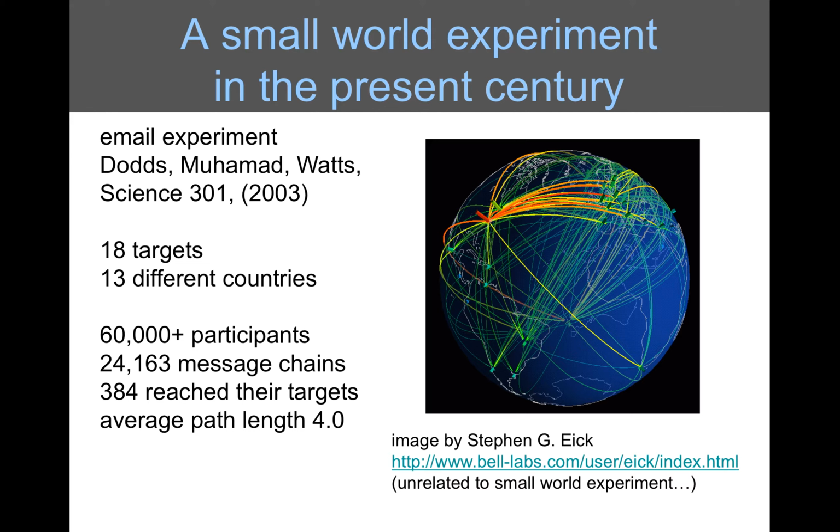What they found was obviously there were a lot of chains, but only some of these chains reached their target. Remember, it was 20% in the case of the physical experiment. Here it was even lower. There were 384 chains that reached their targets, and the average path length was just 4. So, once again, if you view the world as a social network connected by email, it's again a small world network because it took so few hops to reach the target.